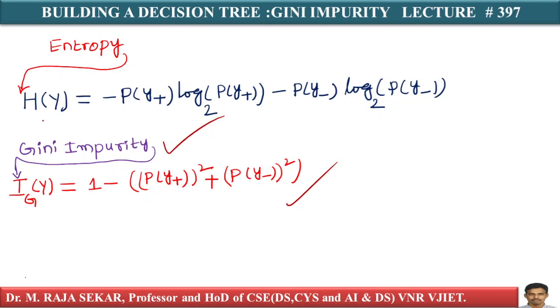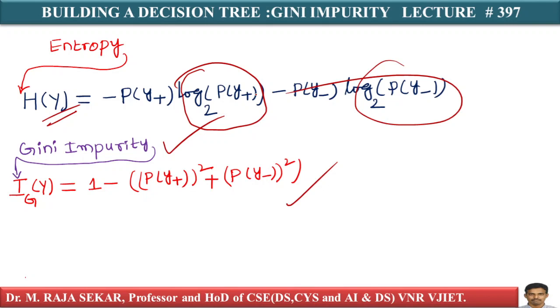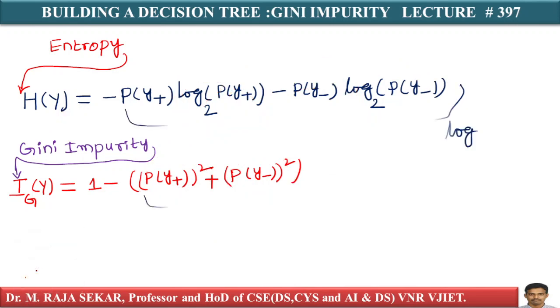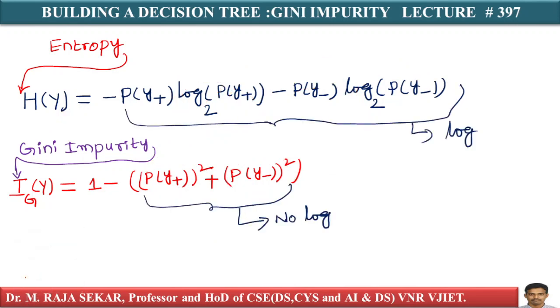In the case of H of y, we have to calculate a logarithm. Here we have to calculate a logarithm. Here also we have to calculate a logarithm. In the case of Gini impurity, there is no logarithm. Computationally, log takes more time compared to square. Here you have a square, here you have a log. Log takes more time. The square term will take less time, isn't it? The problem is that in H of y you have a log, but in Gini impurity there is no log.